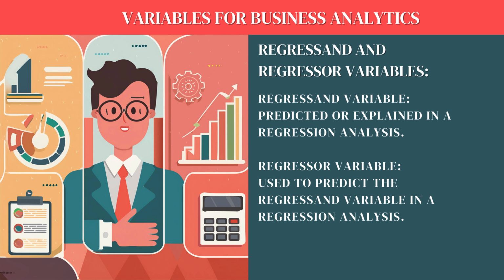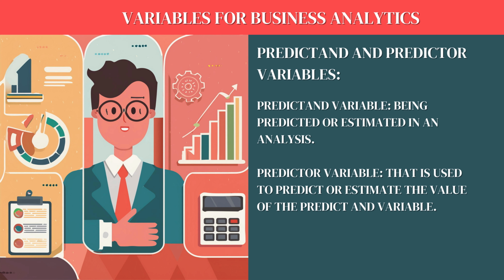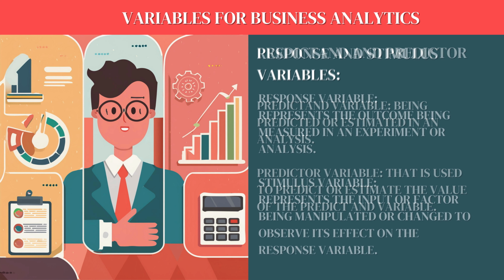Regressand variable, this is the variable that is being predicted or explained in a regression analysis. Regressor variable, this is the variable that is used to predict or explain the regressand variable in a regression analysis. Predictand and predictor variables. Predictand variable, this is the variable that is being predicted or estimated in an analysis. Predictor variable, this is the variable that is used to predict or estimate the value of the predictand variable.